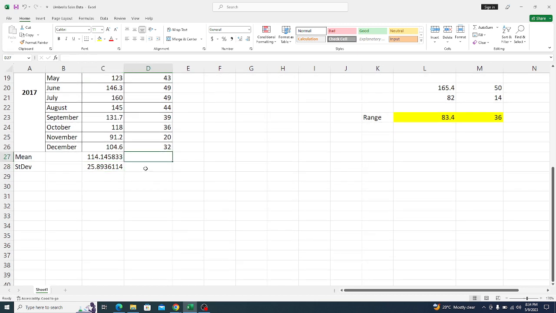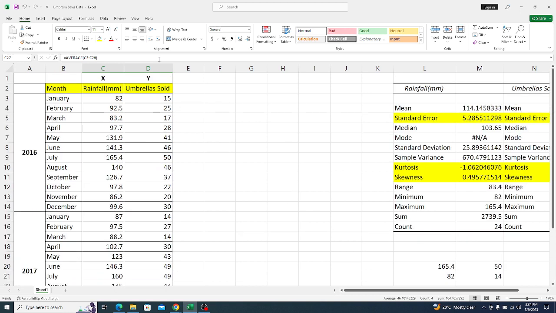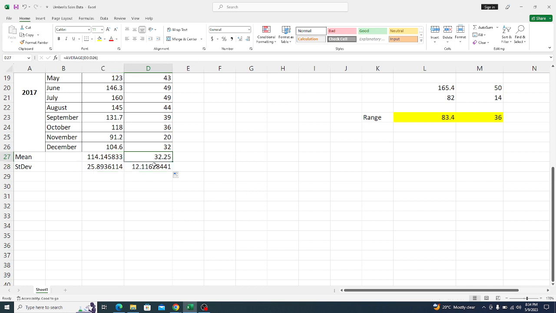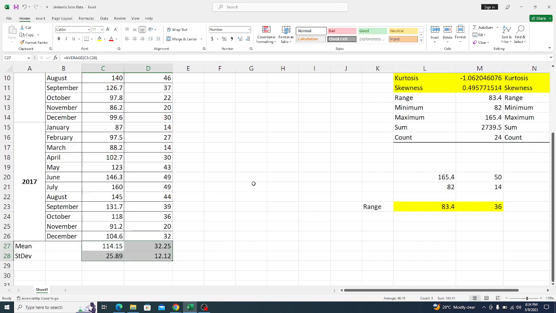If you are lazy like me, you can just drag it and it will auto calculate for y. And here are the values for y. You can always reduce the number of decimals if you like to.